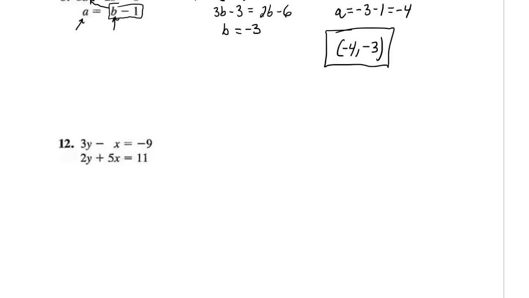And number 12, solve with substitution. Neither equation already has a variable alone. Now you have four choices. This y, this x, this y, or this x. In your opinion, what is the easiest one to get alone? And I think it's going to be this x.